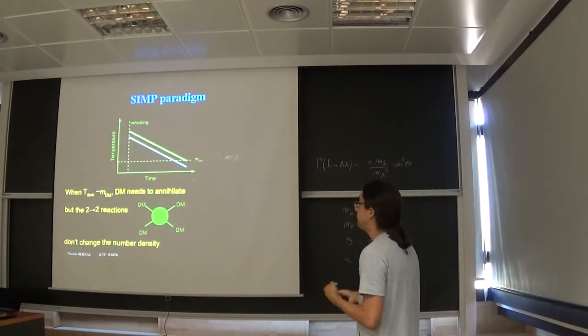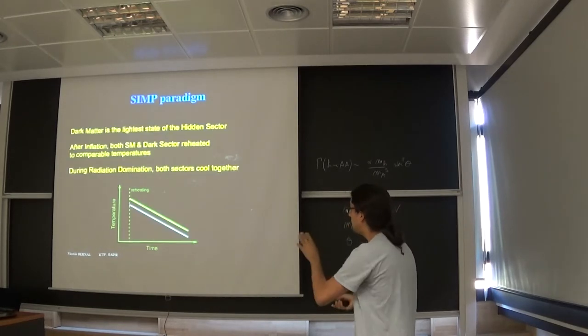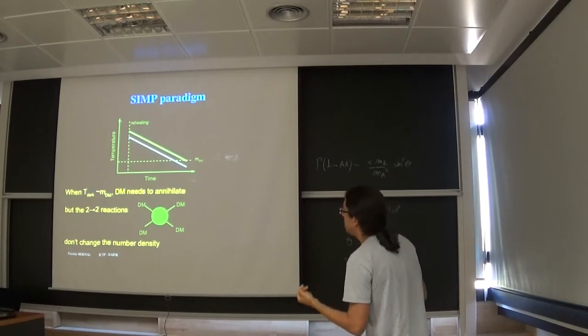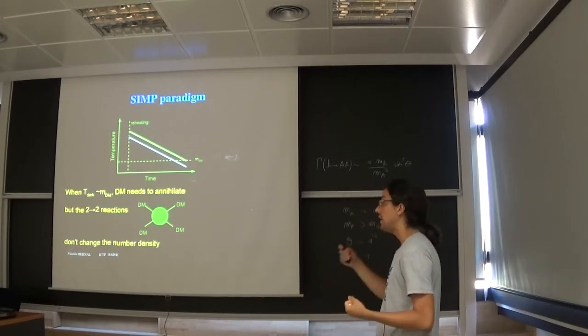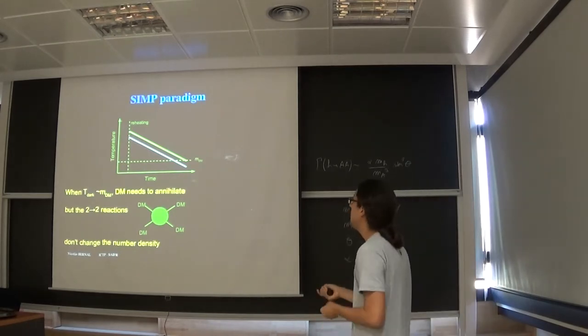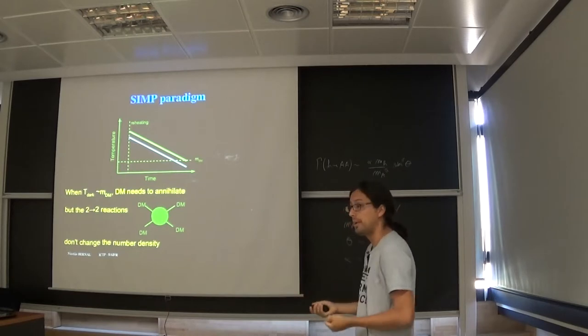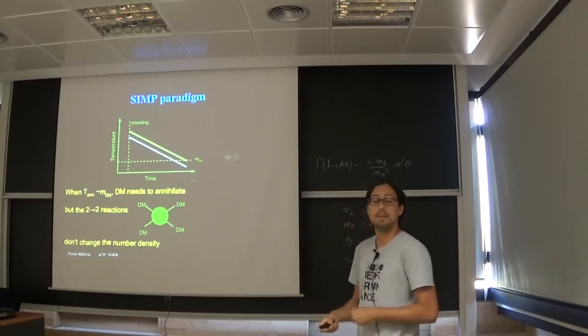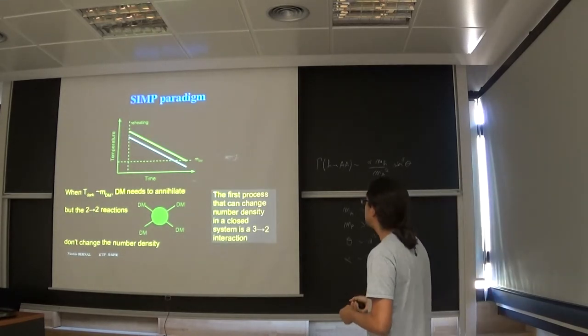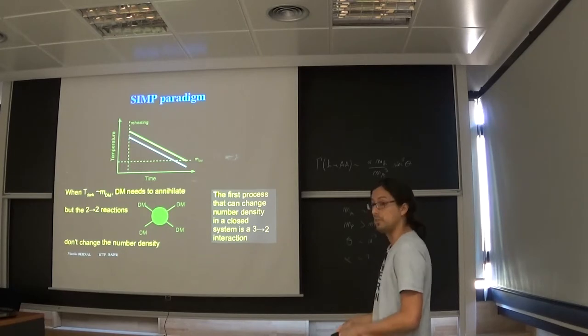Now, okay, that's for the relativistic case. When dark matter becomes non-relativistic, dark matter will tend to annihilate, but the annihilation into the standard model, we say that it's very suppressed, it cannot happen. And 2-2 reactions will basically not change the number density, because after all, this is just an elastic scattering. So in this case, the first process that changes the number density in this kind of closed system is the 3-2 interactions.